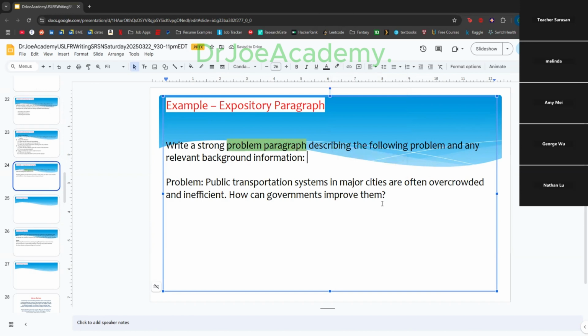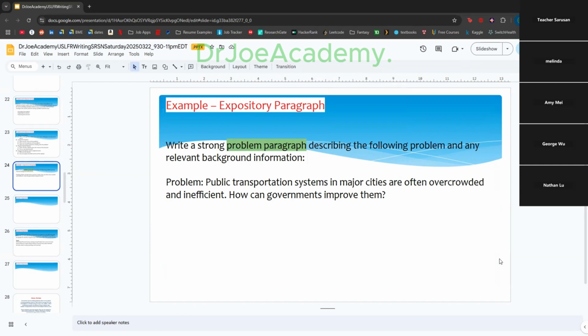And you're going to describe the following problem. Public transportation systems in major cities are often overcrowded and inefficient. How can governments improve them? So pretty straightforward. Try to organize your answer by listing out the problem, the causes, what happens because of it, who's affected, and so on. Any relevant information, feel free to include it.